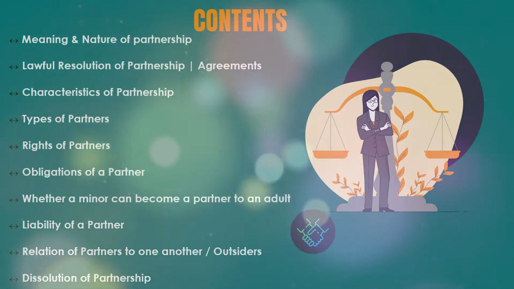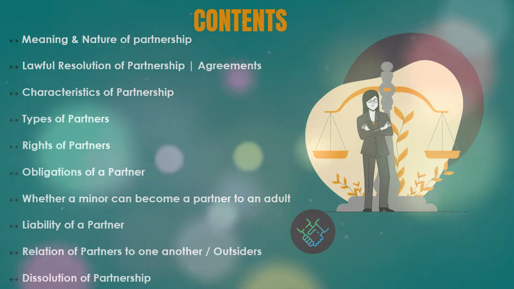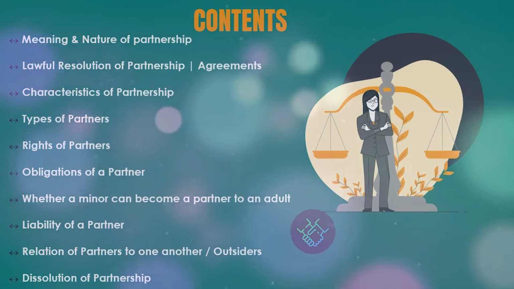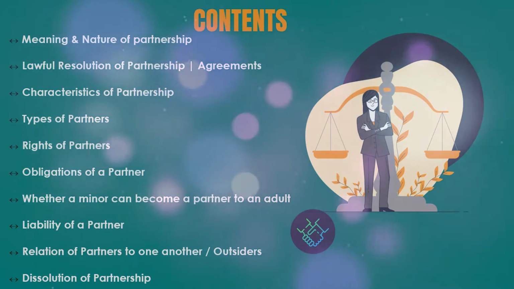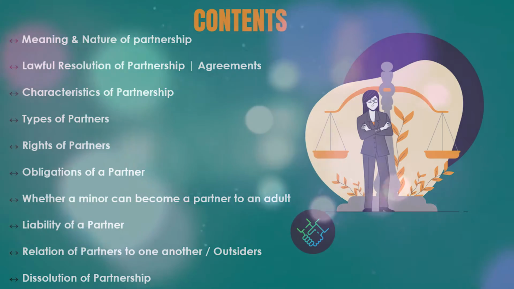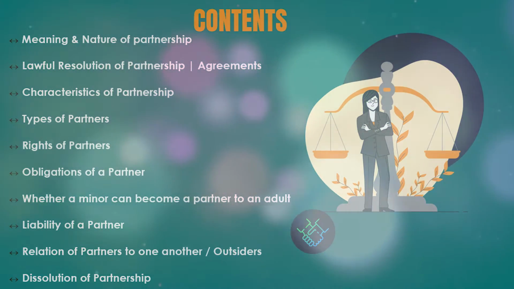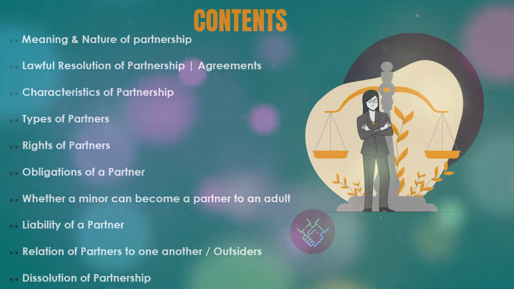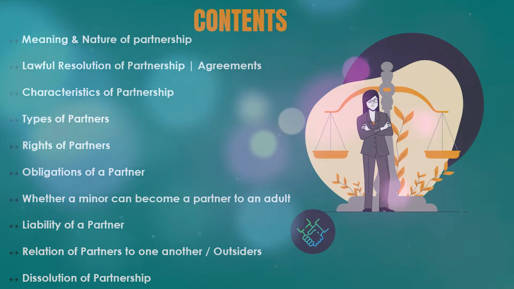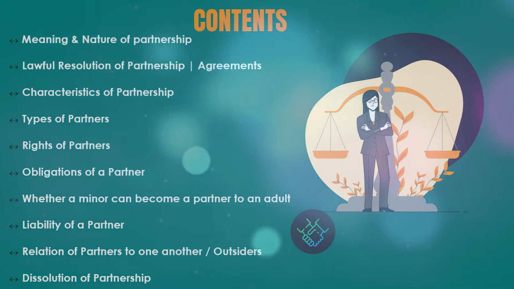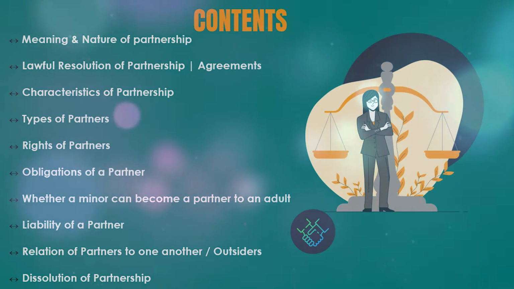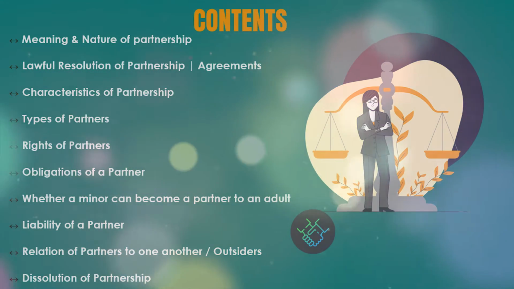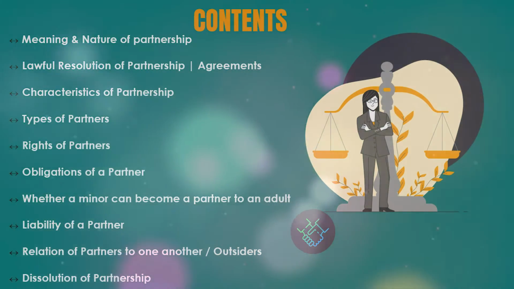By the end of this discussion, you will be able to understand the meaning and nature of partnership, the lawful purpose of partnership and partnership agreements, the characteristics of partnership, the types and rights of partners, the obligations of a partner, whether a minor can become a partner to an adult or not, liability of a partner and the relation of partners to one another and outsiders, and finally, the dissolution of partnership.